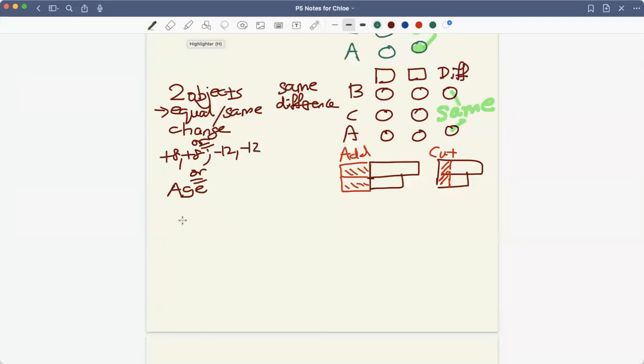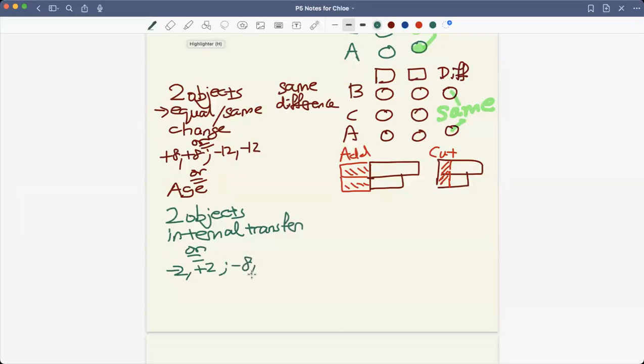Okay, next, what about same total? Okay, two objects, internal transfer. Or minus 2 plus 2, minus 8 plus 8. So this is under same total.